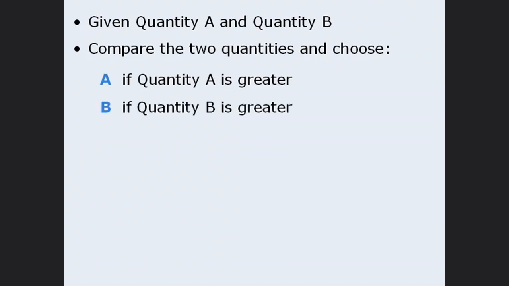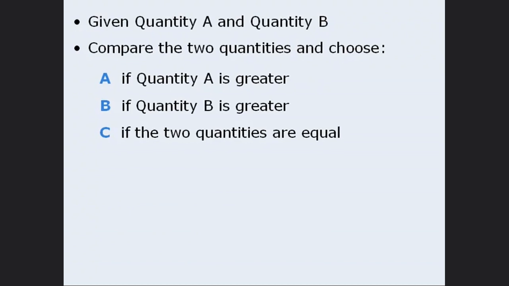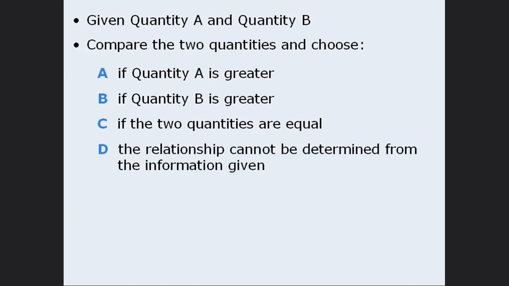Your job is to compare the two quantities and choose answer choice A if quantity A is greater than quantity B, answer choice B if quantity B is greater than quantity A, answer choice C if the two quantities are equal, and answer choice D if there's not enough information to determine the relationship between the two quantities.